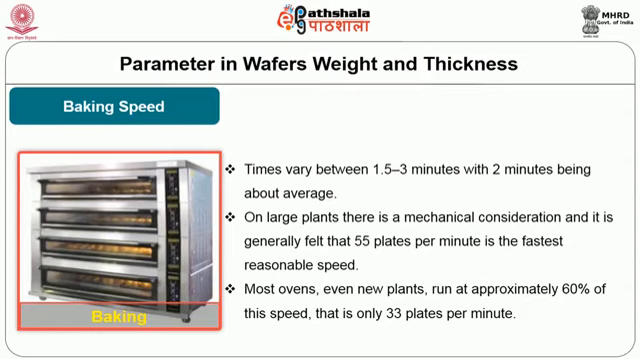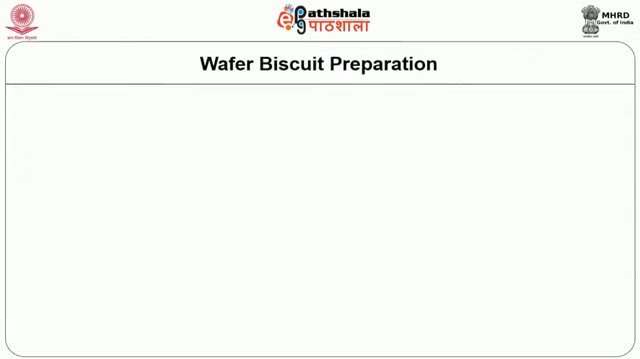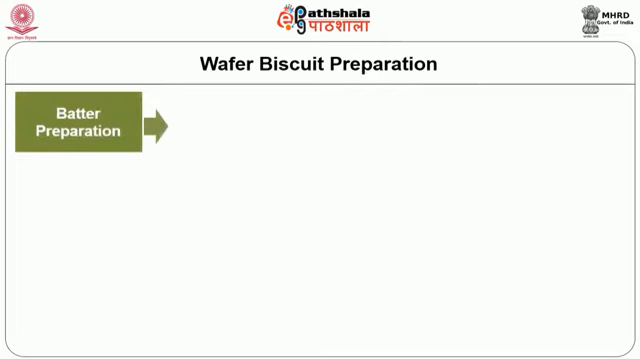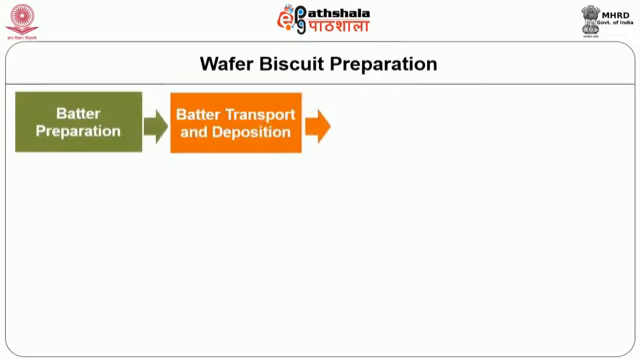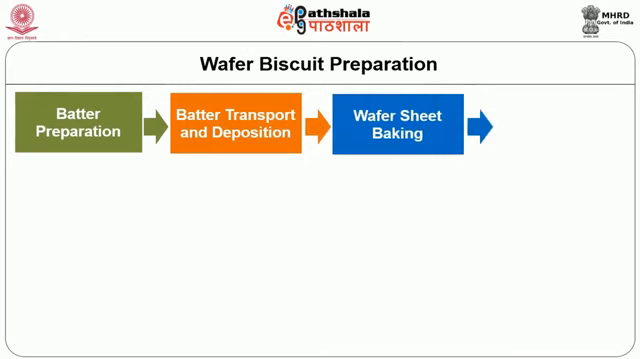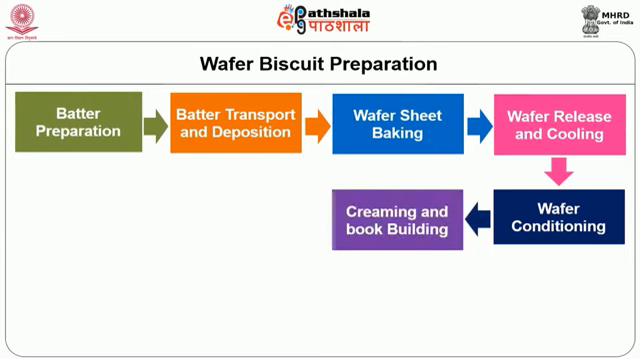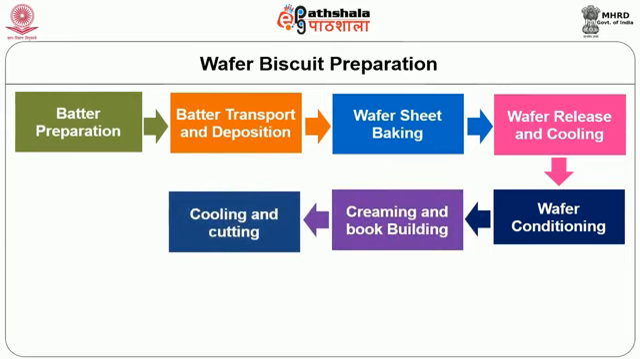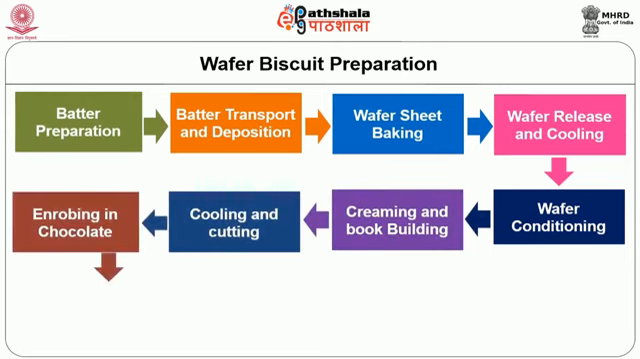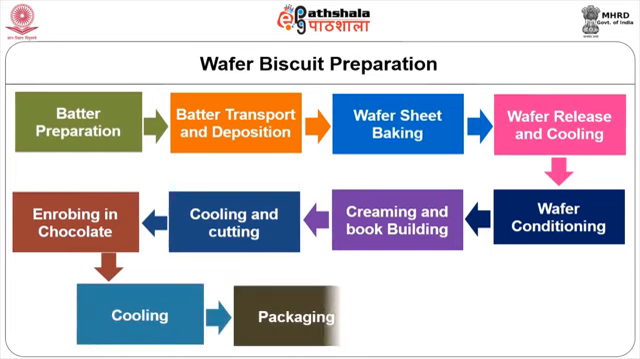So now we'll see the diagram for wafer biscuit preparation. It is composed of, first of all, preparing batter, then batter transport and deposition, then wafer sheet baking, wafer release and cooling, wafer conditioning, creaming and book building, cooling and cutting, enrobing in chocolate, cooling and packaging.